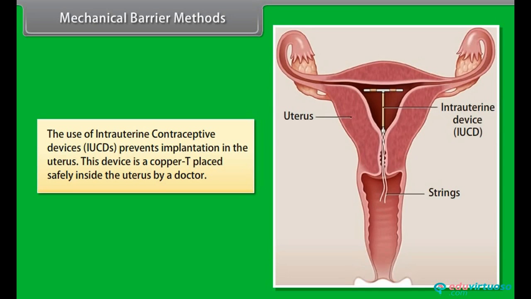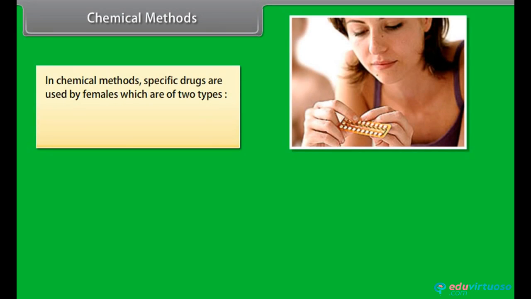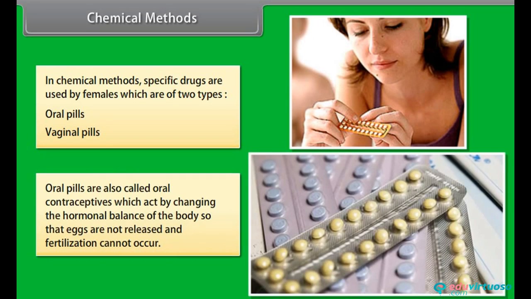The use of intrauterine contraceptive devices, IUDs, prevents implantation in the uterus. This device is a copper T placed safely inside the uterus by a doctor. Chemical methods. In chemical methods, specific drugs are used by females, which are of two types: oral pills and vaginal pills. Oral pills are also called oral contraceptives, which act by changing the hormonal balance of the body so that eggs are not released and fertilization cannot occur.